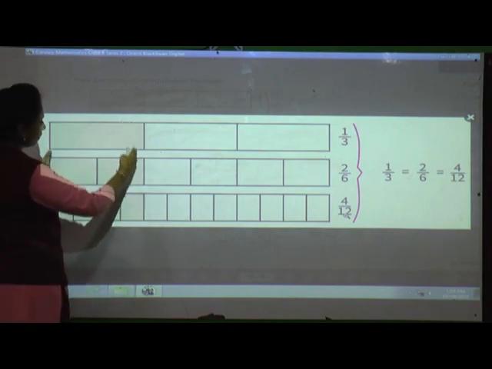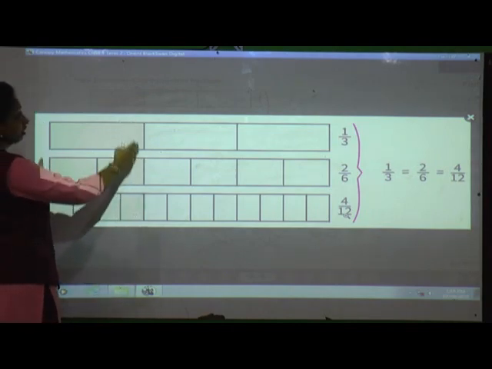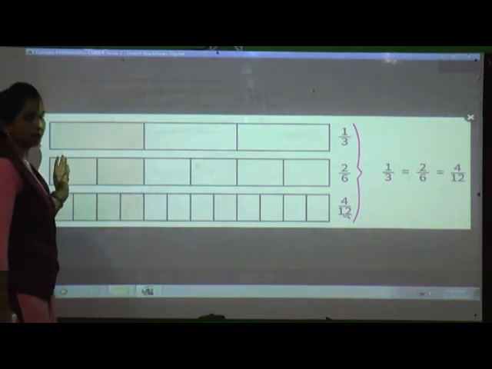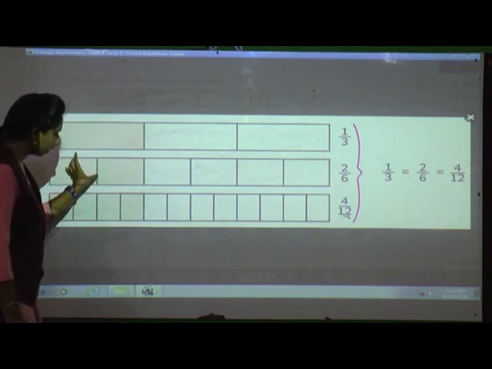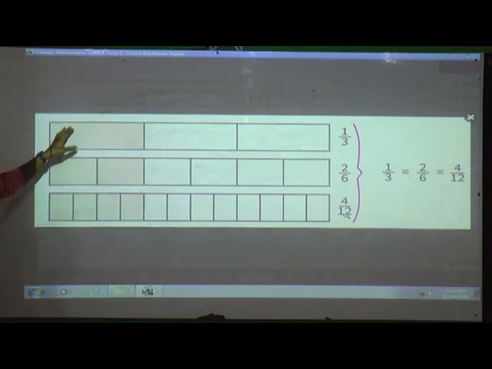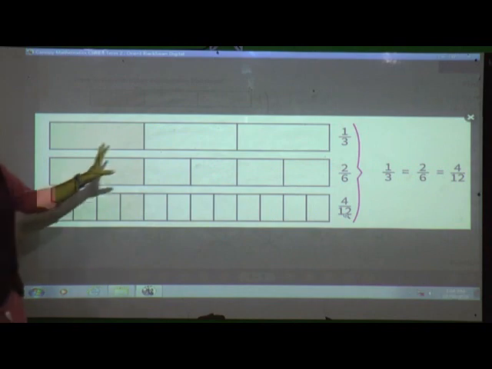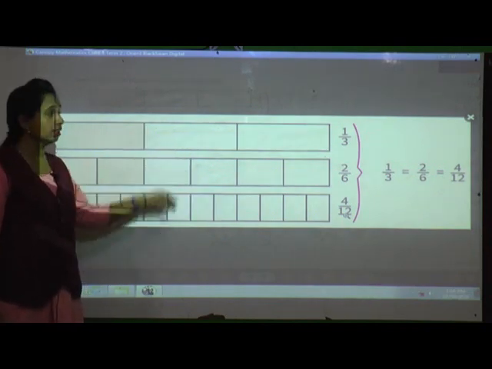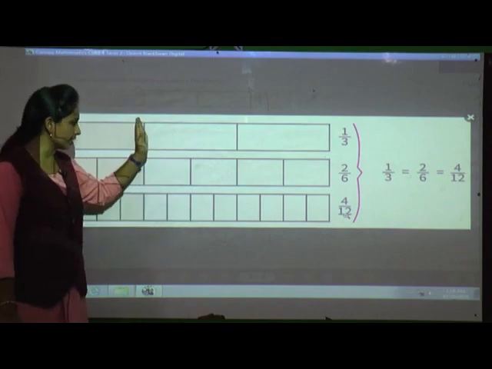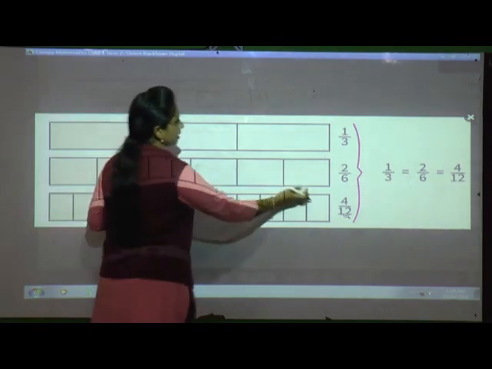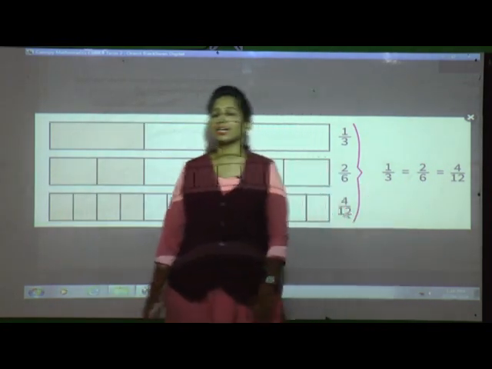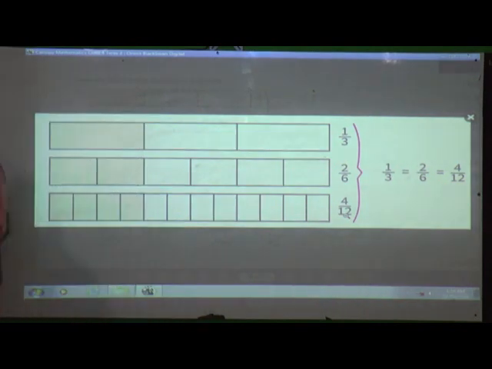See, the colored part is the same, and the size of the paper is also the same. So when we keep these cut parts together, we get equal or same size, and the not colored, not shaded part also, when we keep it together, we get the same size. Just observe, same size. So here we can say 1 by 3, 2 by 6 and 4 by 12 are called equivalent fractions. Understood? Yes.